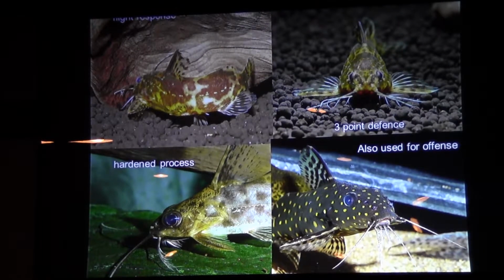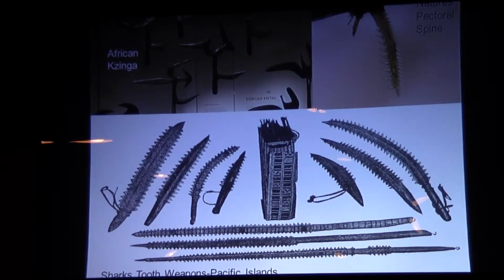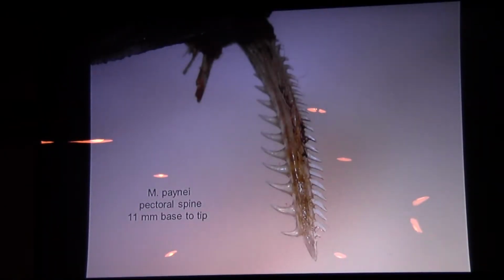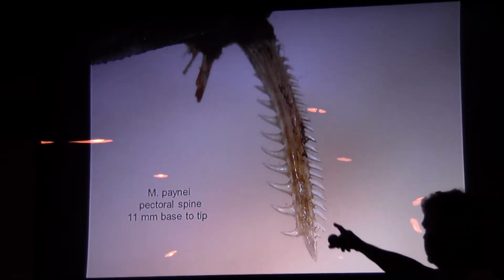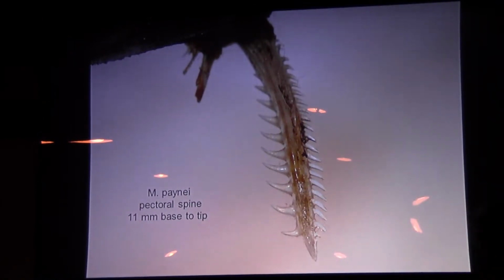And they also know how to use it for offense. Here we've got some man-made weapons, African Kazinga, all spiky, and shark-toothed weapons from the Pacific Islands. And here we've got nature's pectoral spine, from Mapuchiala penii. It's only an 11 millimeter little spine on the pectoral fin, but that's why they get tangled in nets. They've got all these sharp points on both sides of the spine, plus that one on the end there.